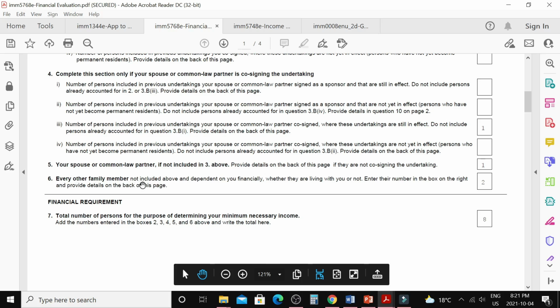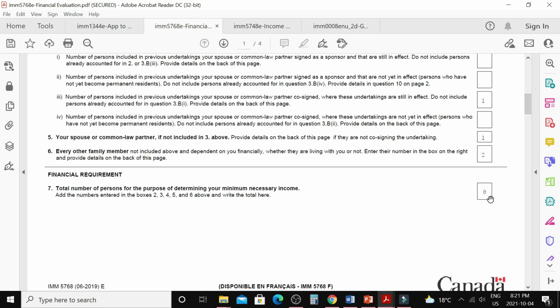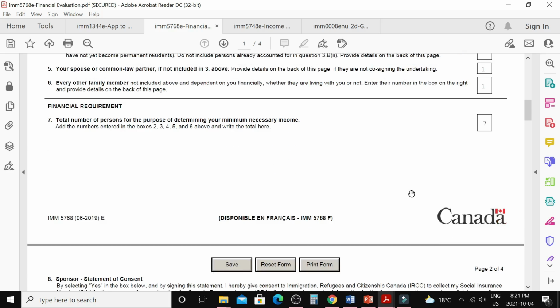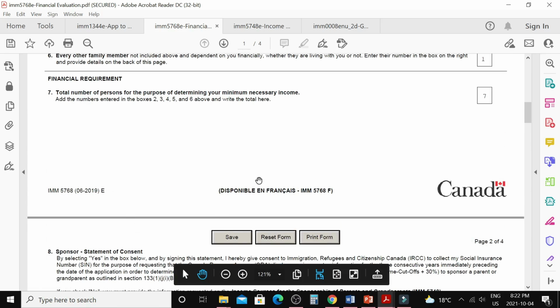And then every other family member not included above and dependent on you financially, whether they are living with you or not. So if you have any dependent children, then you can write about them. So suppose you have 2 children, you can write here, and here they calculate automatically how many family members you have in total. Suppose I'm changing here, suppose like 1 kid, and when you go there it calculates automatically, it's a 7 now. So you can do like this. Question number 7, you no need to do anything, they will calculate it by themselves. You can save the form and complete it later.